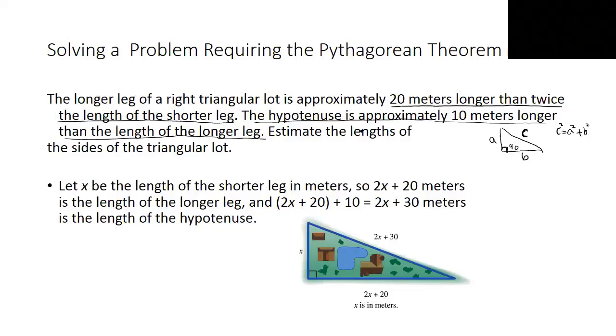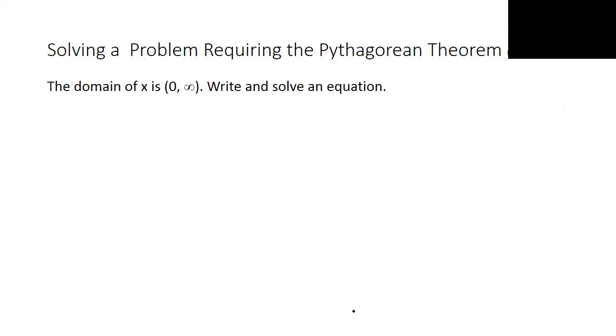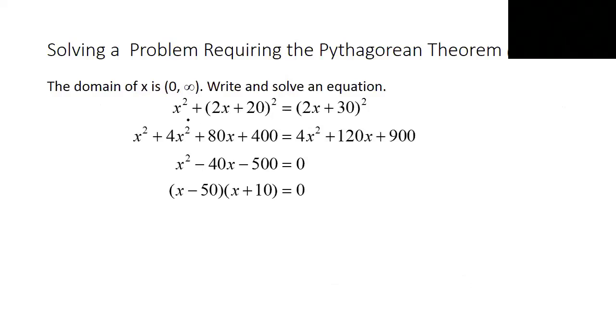And now I can write down this relationship. The hypotenuse squared, (2x plus 30) squared, must be equal to x squared plus (2x plus 20) squared. So that's what we're going to have. The domain of x is between 0 and infinity. So here is my relationship: the hypotenuse squared, which is (2x plus 30) squared, is equal to the sum of the squares of the other sides in terms of x.